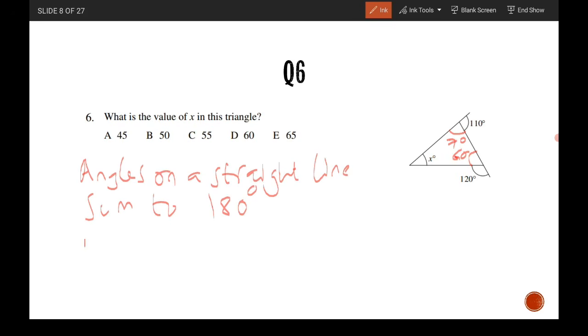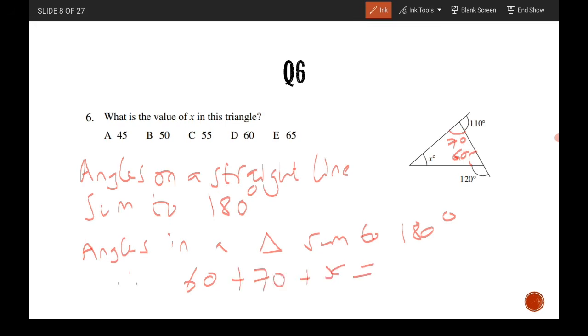And secondly, angles in a triangle sum to 180 degrees. Therefore, 60 plus 70 plus x equals 180. X is therefore 50. B.